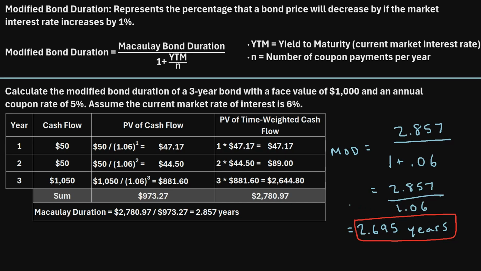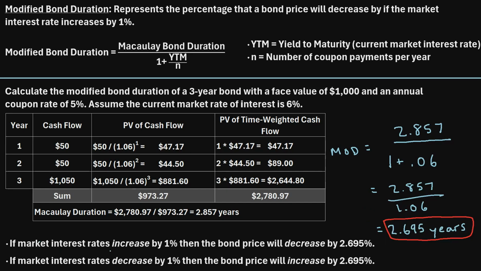So here's how we interpret that. We would say that if the market interest rates increase by 1%, then the bond price will decrease by 2.695%. So it will decrease by this duration that we just calculated right here. On the flip side, if market interest rates decrease by 1%, then the bond price is expected to increase by 2.695%. So that's how you can interpret this modified bond duration. It just tells us the percentage that a bond price is expected to change by based on if the market interest rates increase or decrease by 1%.